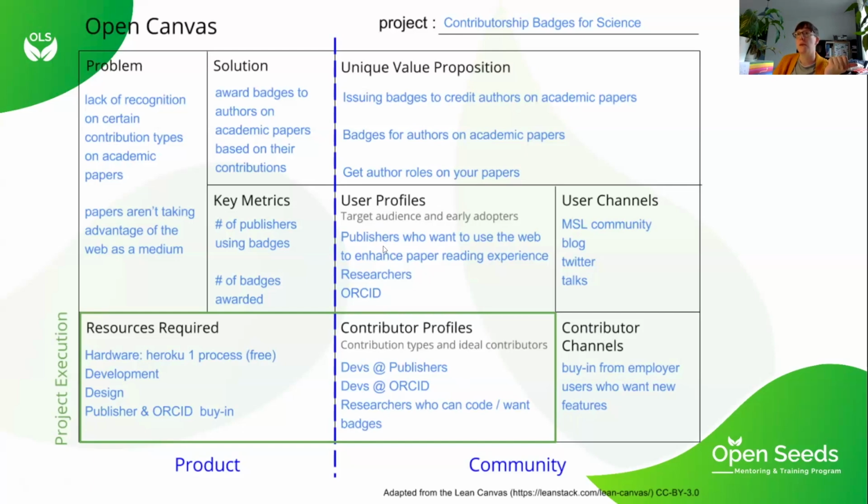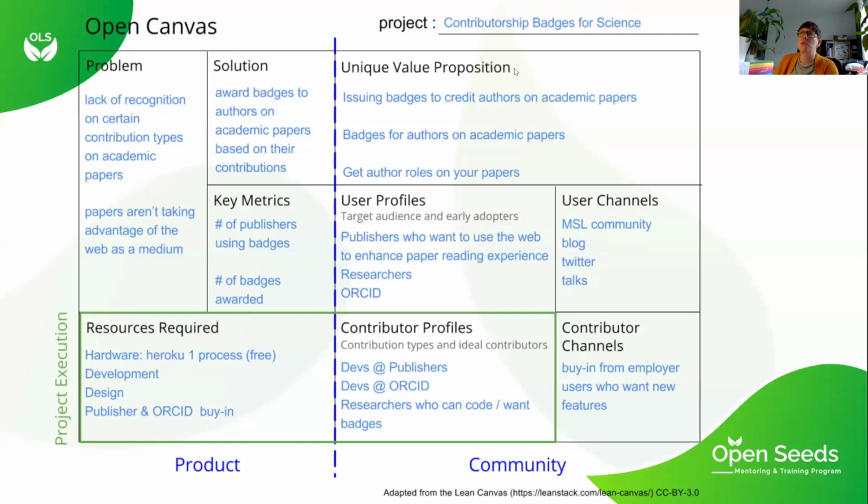For user profiles, it would be mostly publishers who want to use this badging system to enhance the paper reading experience, but also the researchers and the ORCID platform. For contributor channels, the employer, and the users who want new features, and for user channels, creating a community, as I said before, it can be a blog. You can see that this was quite an old example, so we were still talking about Twitter and talks in general.